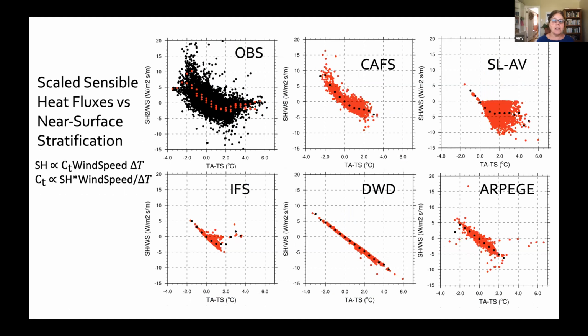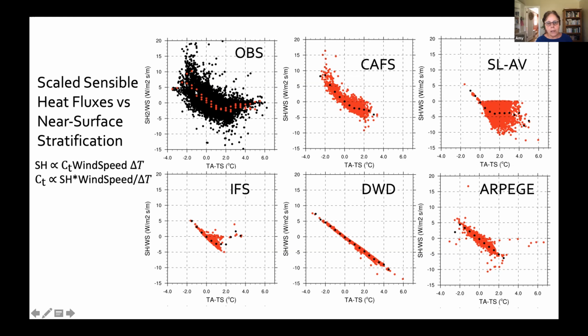The other result I wanted to show, this is the scaled sensible heat fluxes on the y-axis. That's the 2-meter sensible heat flux divided by wind speed. And then again, the near surface stratification on the x-axis. And if you look at the upper left, this is the observations again from the FLEX stations. Each black dot is a 10-minute average, and the red is showing half-degree bins for the 3 different FLEX stations separately. That's why there are 3 dots in the vertical.